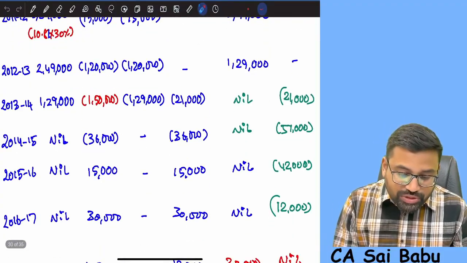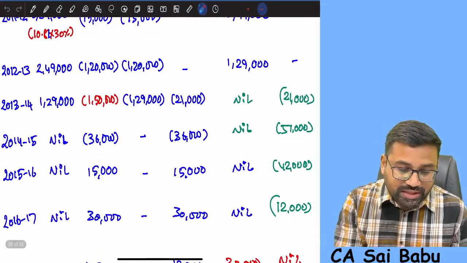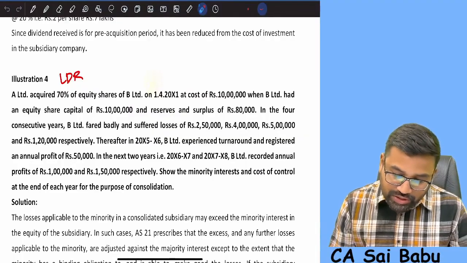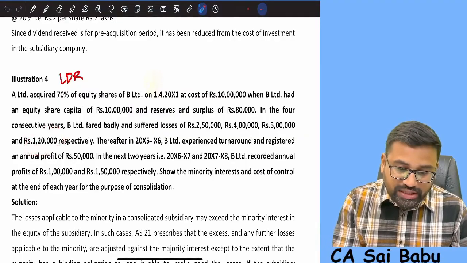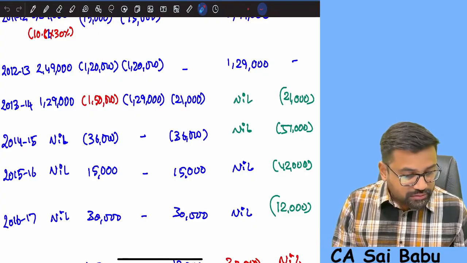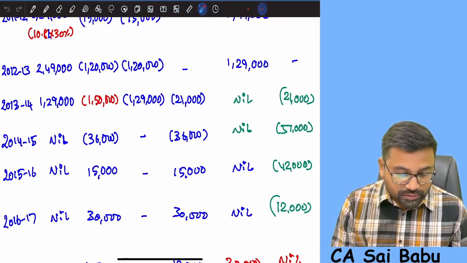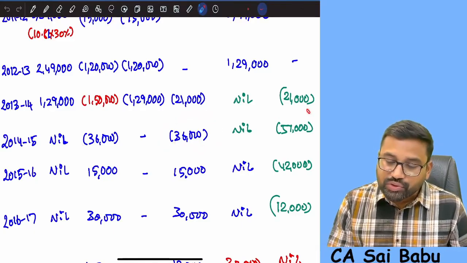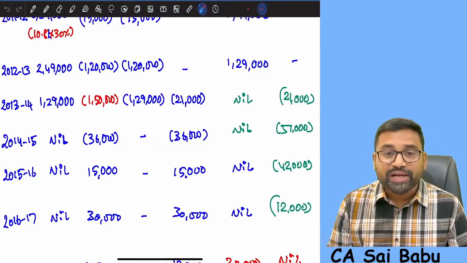Next year also, suppose there is a loss, our share 30%, next year again there is a loss. I think 1.2 lakhs. In this 1.2 lakhs, 30%, 36,000. Again, this will be adjusted to the parent company reserves. So a total of 57,000 is adjusted to parent company reserves.